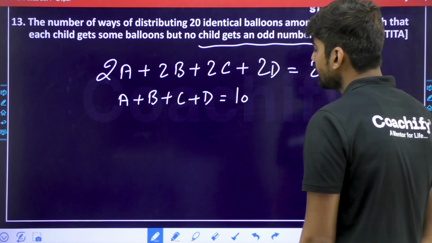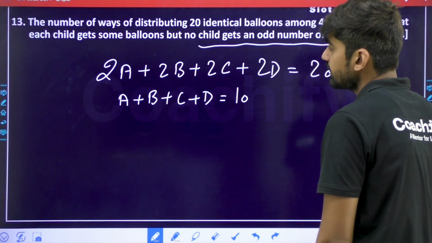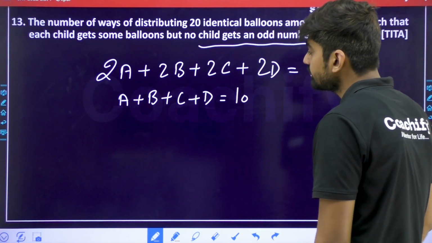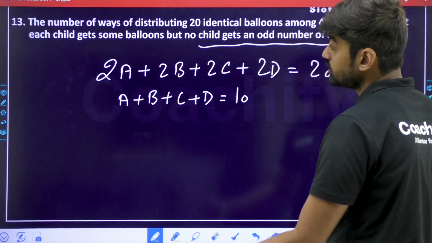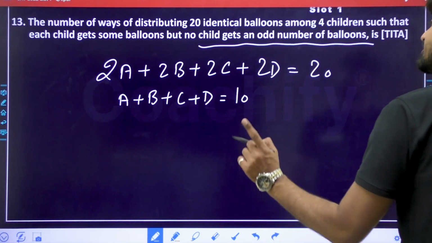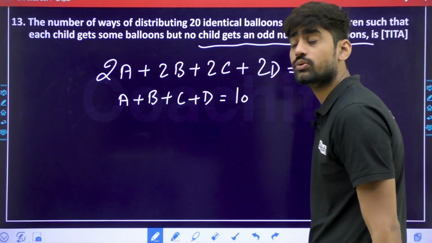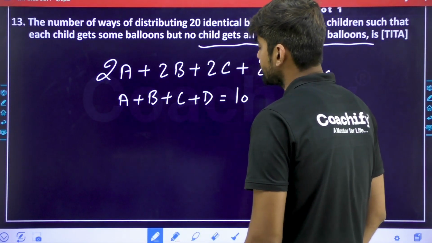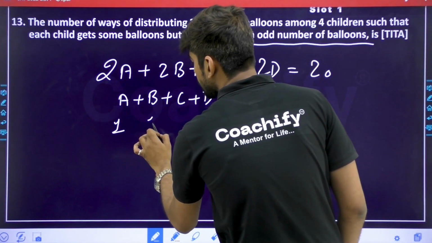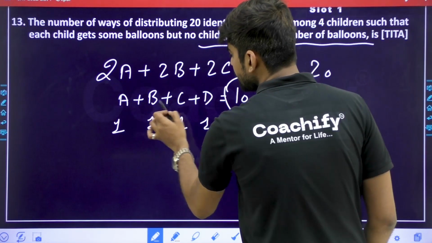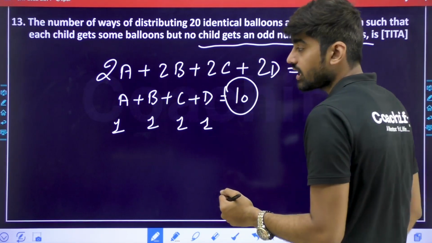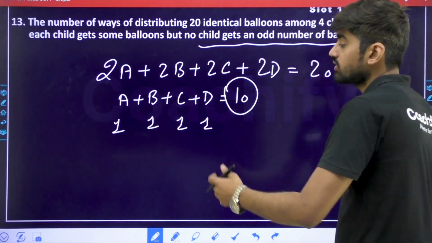So to divide 10 identical things into 4 groups, I need 3 separations. Also, one more condition I have to satisfy here: each child gets some balloons. That means no child has zero. How can I ensure that? Out of these 10 balloons, let's give one each to them already. This ensures that each child has at least one balloon. The condition of even is already satisfied here. Now this condition also gets satisfied here.